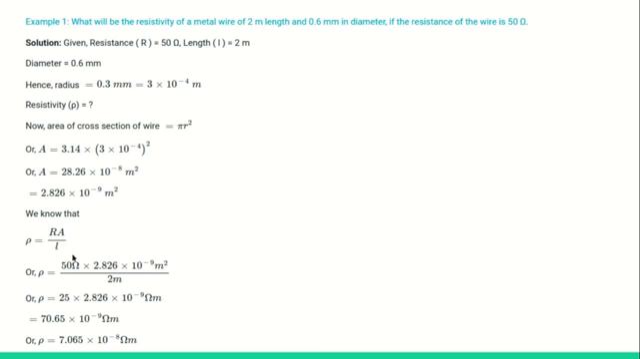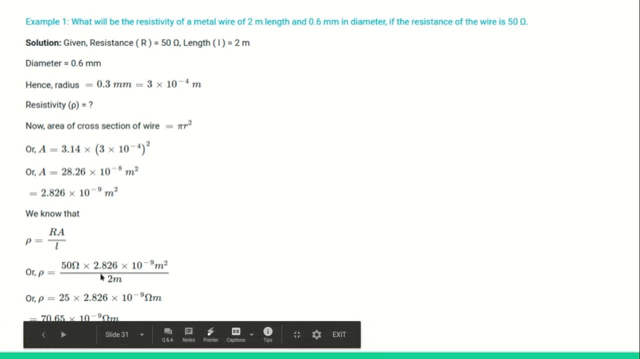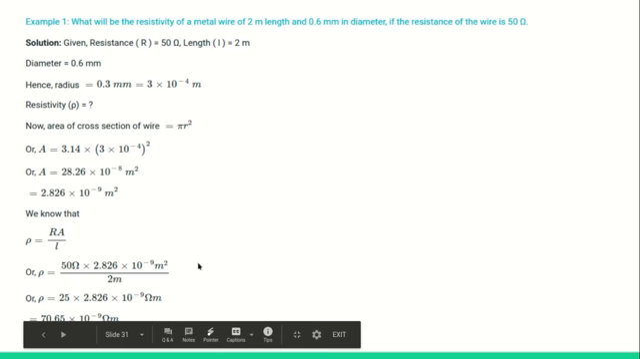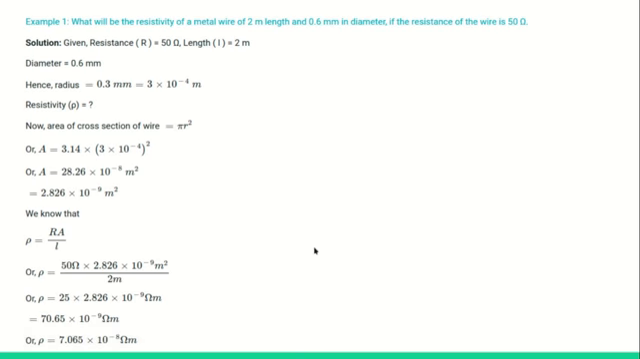Substituting all these values, we get rho is equal to 50 ohm, that is the resistance R, times the area, divided by the length. Length is given as 2 meter. You get the calculated value as 7.065 into 10 raised to negative 8 ohm meter.